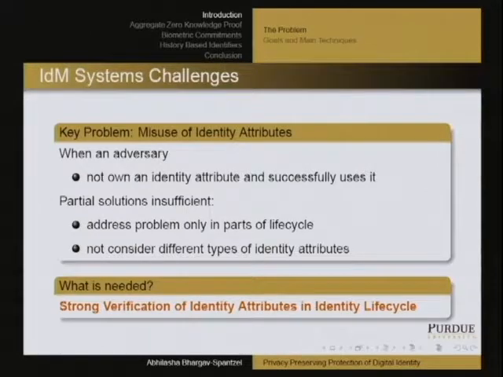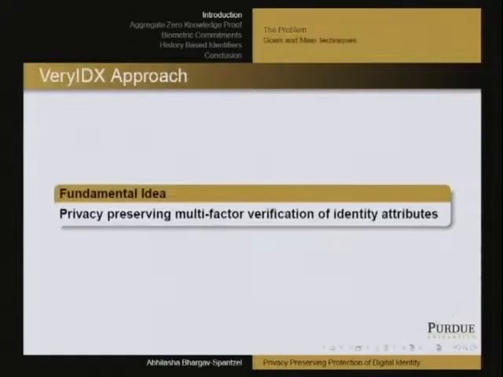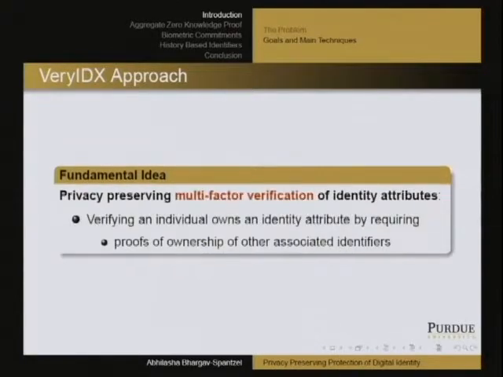of identity attributes in the whole identity life cycle. So to this extent, I present privacy-preserving multi-factor verification of identity attributes. So this is a mouthful. What do I mean by this? By multi-factor verification, it means verifying that an individual owns an identity attribute by requiring proofs of ownership of other associated identifiers. To understand this, let's take a very simple example.